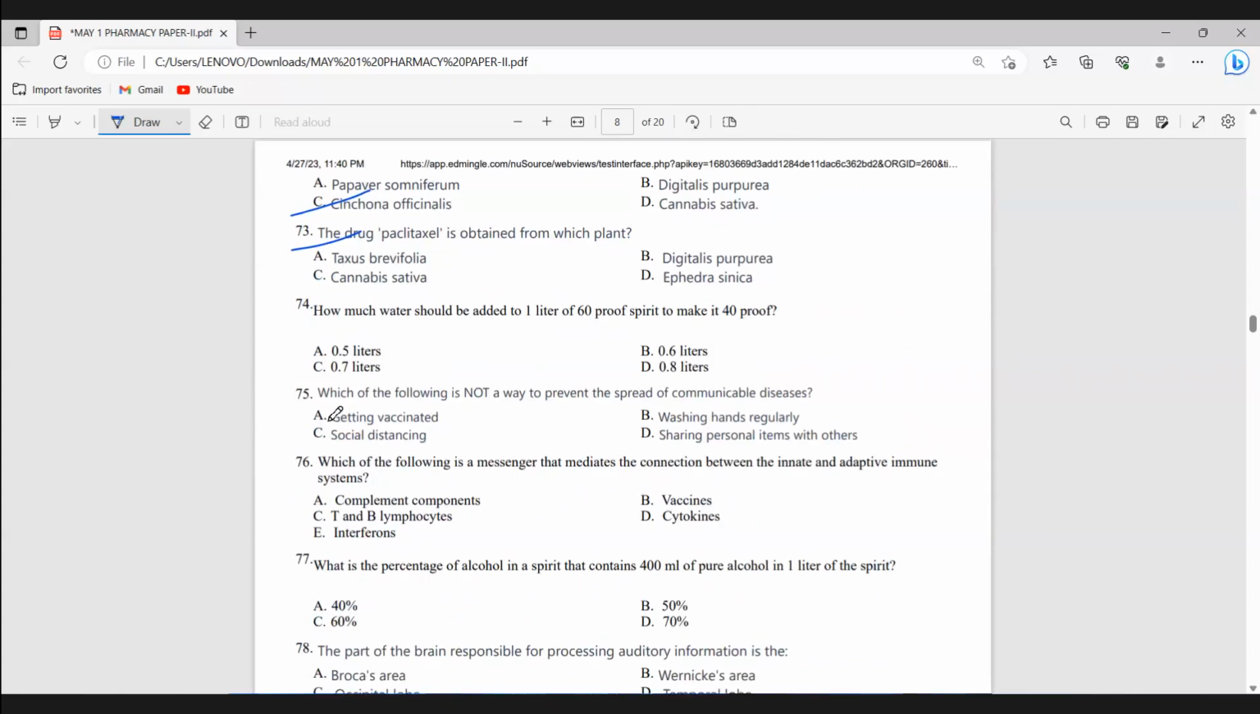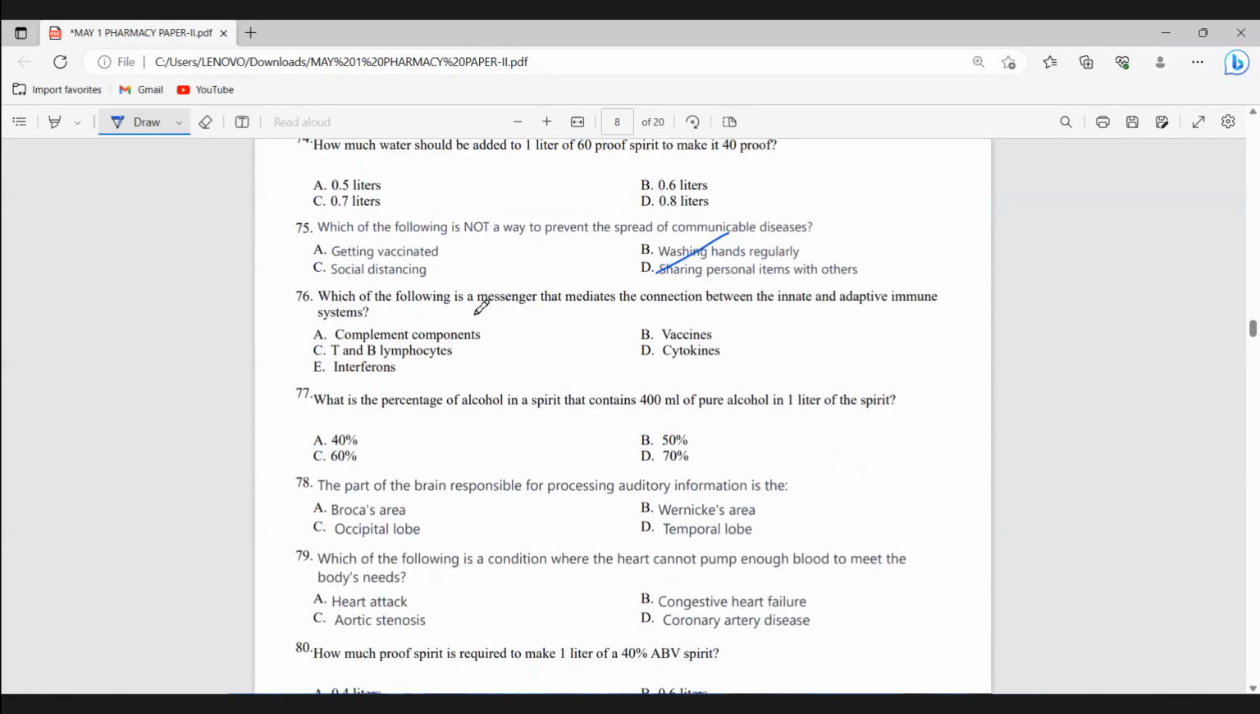Then 74, I'll give you the written part. It is a problem. Then 75, which of the following is not a way to prevent the spread of communicable disease? Sharing personal items with others. And 76, which of the following is a messenger mediated connection? I'll give you that problematic part, written part.